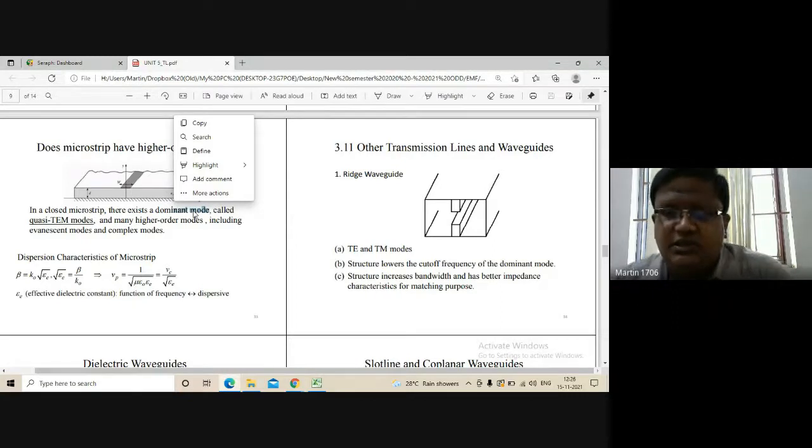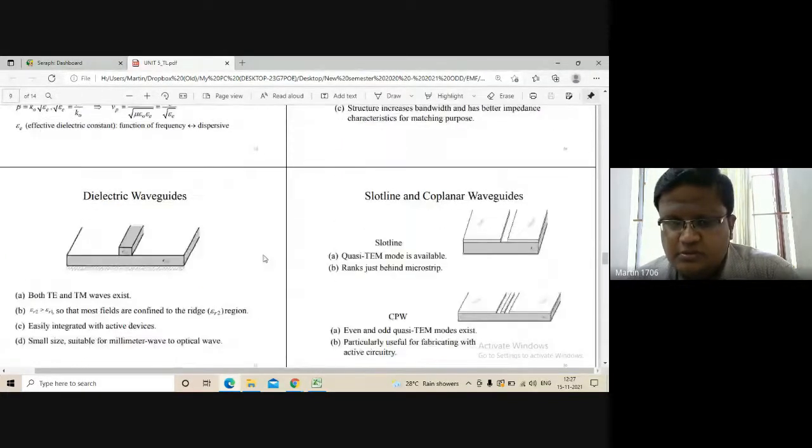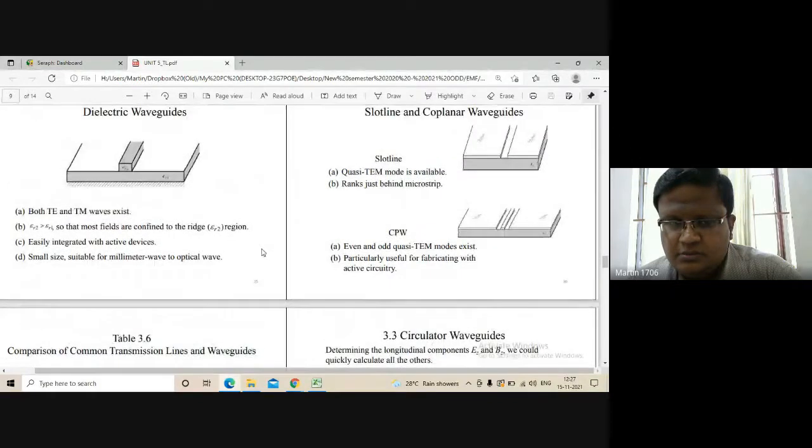And other than the transmission line and waveguide, you can see the TEM modes, the ridge waveguides will be there, and for this also this type of calculation has to be done. The slot and the coplanar waveguide. Okay, for a slot also the quasi TEM modes are available.